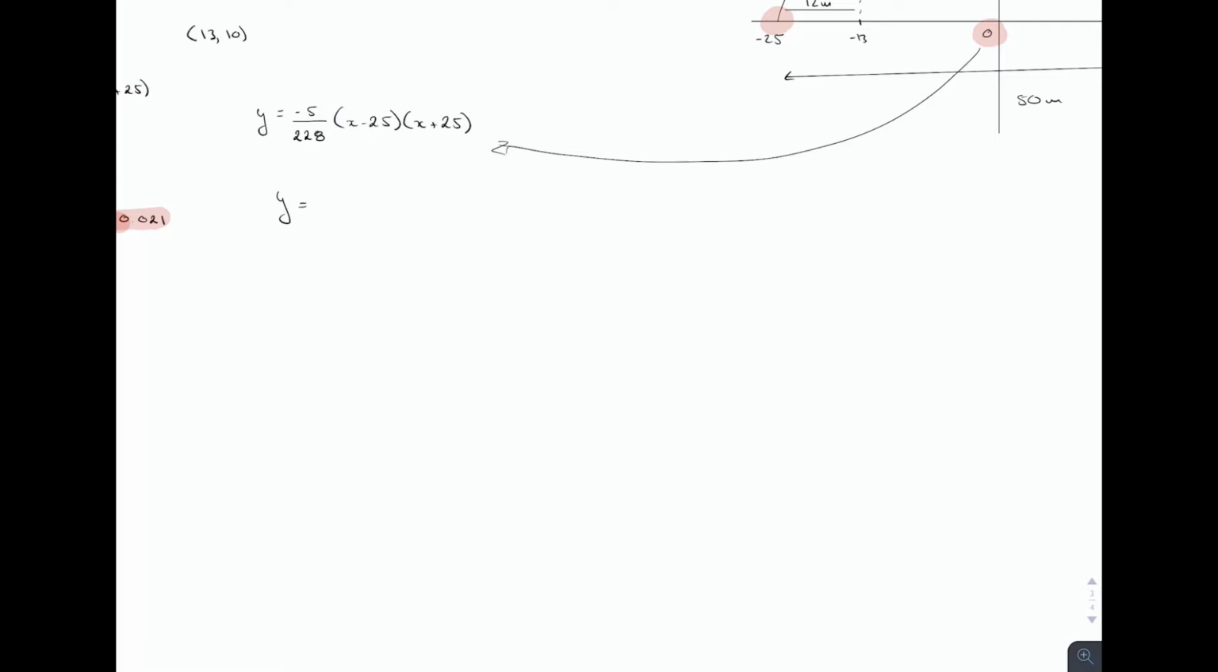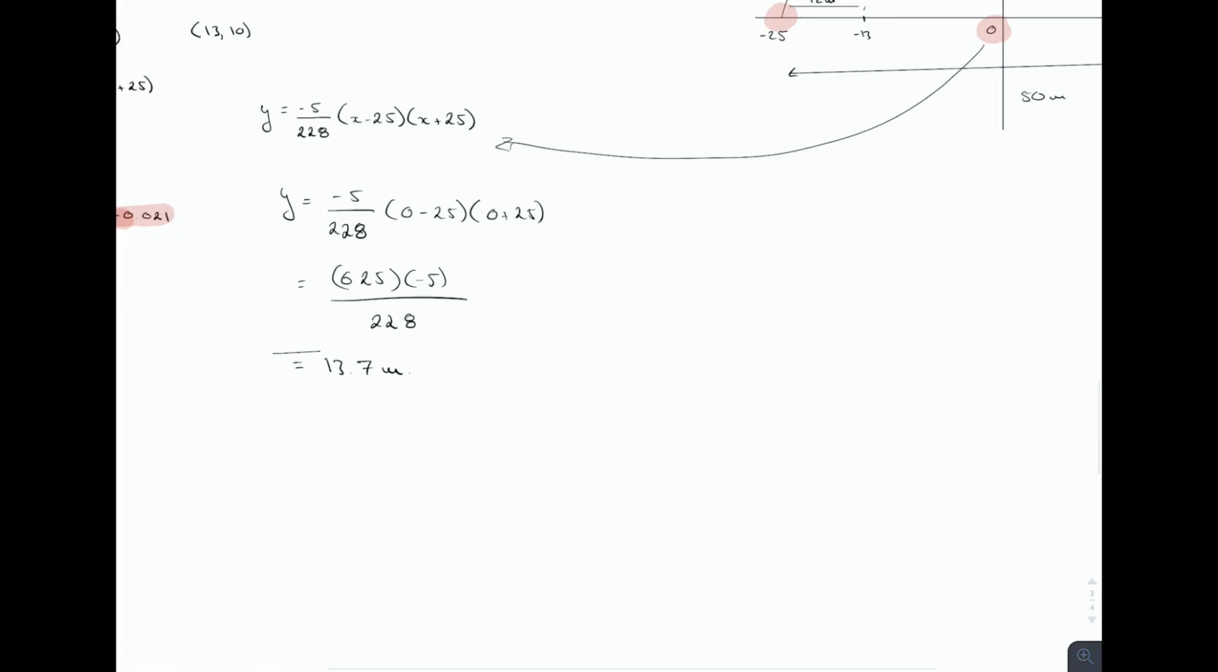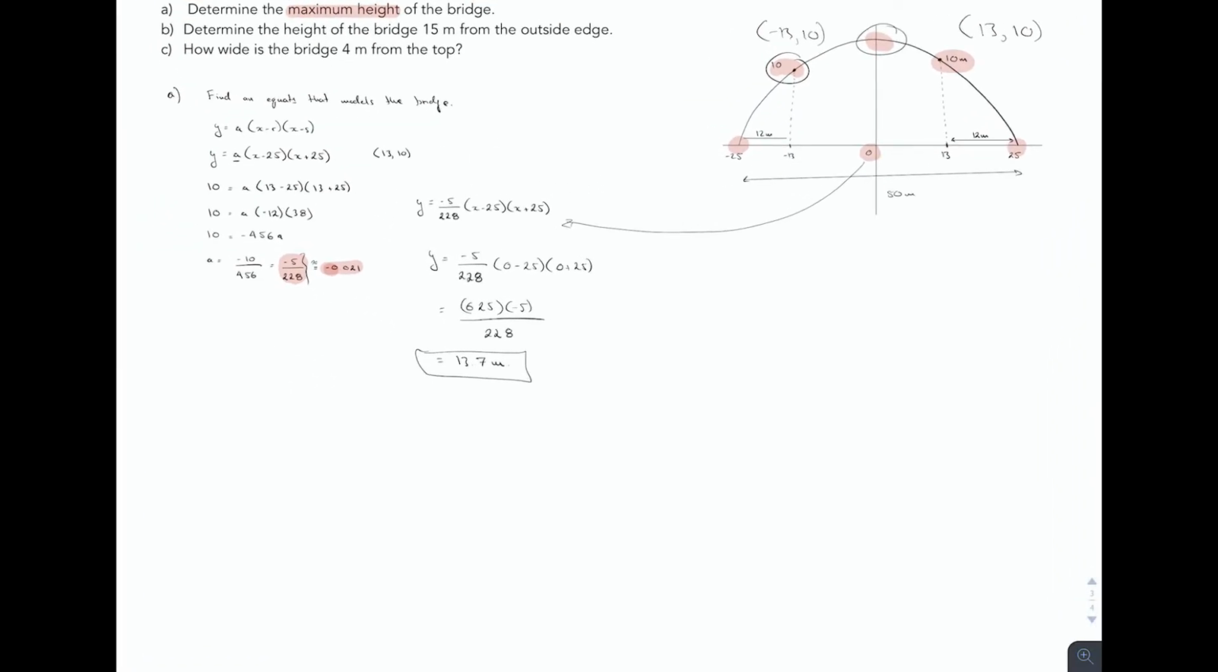Well, y equals negative 5 over 228 times (0 minus 25) times (0 plus 25), and that'll give us 625 times negative 5. Notice I'm just doing a whole bunch of calculation at once. So 625 times 5 divided by 228. I end up with 13.7 meters. So that's our vertex.